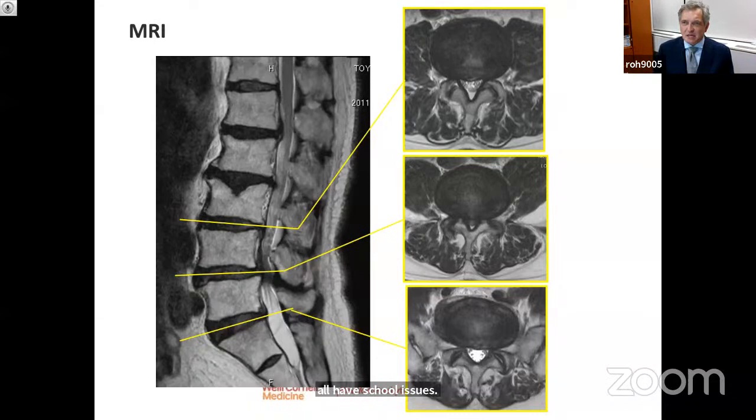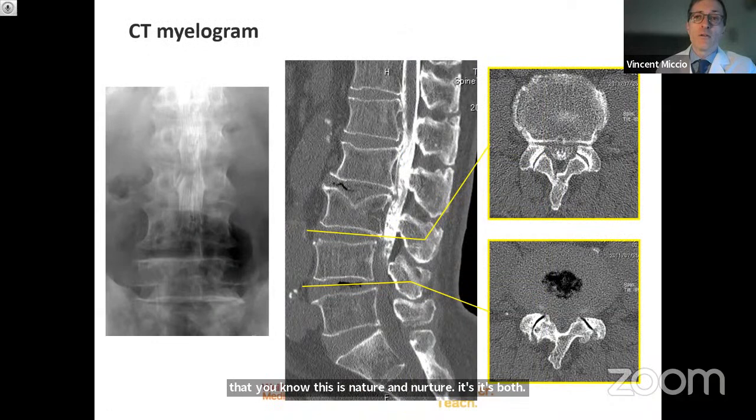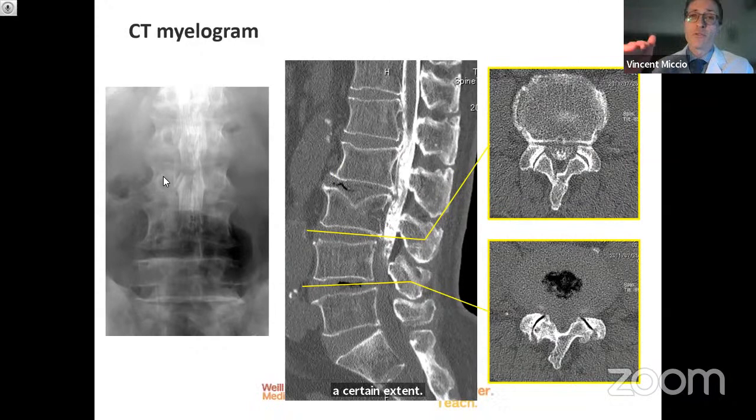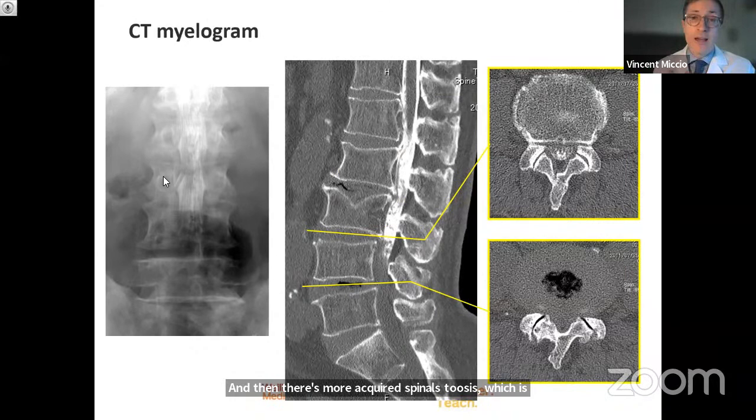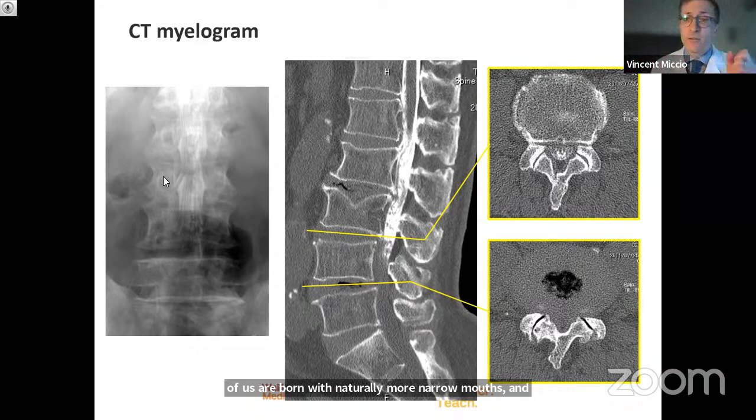Yeah, it's a great question. Often I have this conversation with my patients saying that this is nature and nurture. It's both. And when we talk about types of spinal stenosis, we generally categorize them into congenital spinal stenosis. That is spinal stenosis that you are sort of born with to a certain extent. And then there's more acquired spinal stenosis, which is from degenerative changes that happen as we live our lives. The reality is that it's a bit of both in all of us. Some of us are born with naturally more narrow canals than others, and other people have more open canals. And that does affect one's predisposition to develop lumbar stenosis, definitely.